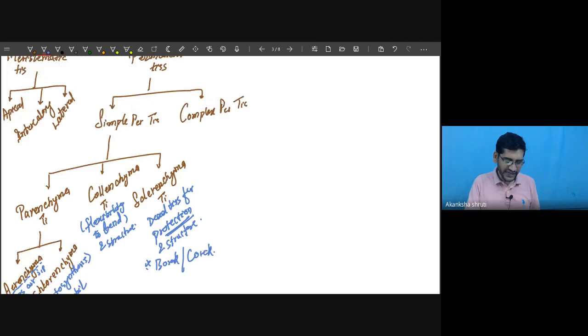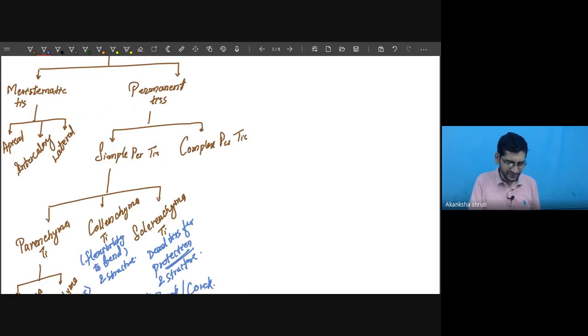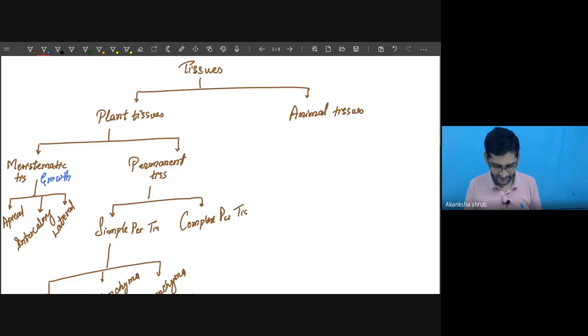Apical, intercalary, lateral, these are for growth. That's why they are also called growing tissues. Depending on the location where they are present, they are called apical, intercalary and lateral. I will explain that after a few minutes.